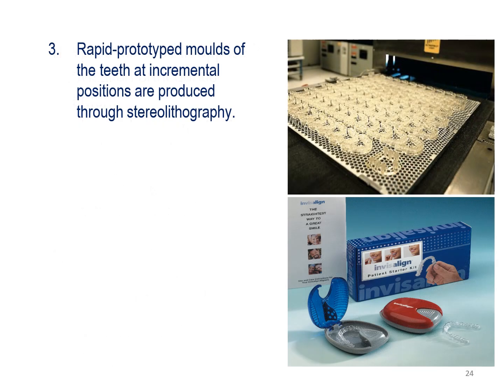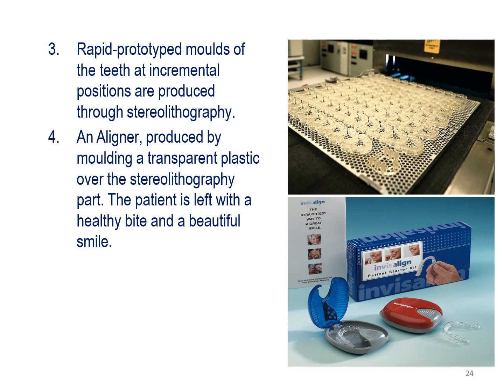Then the next step is rapid prototype molds of the teeth at incremental positions, which are produced through a stereolithography process, which is a type of additive manufacturing process, or what you know in general as 3D printing. And a liner is produced by molding a transparent plastic over the stereolithography part, and the patient is left with a healthy bite and a beautiful smile.